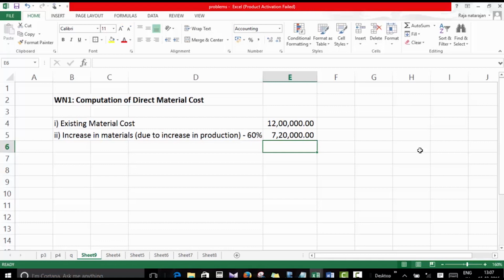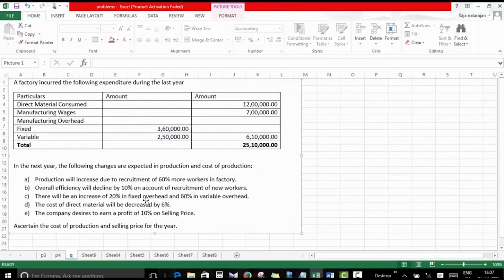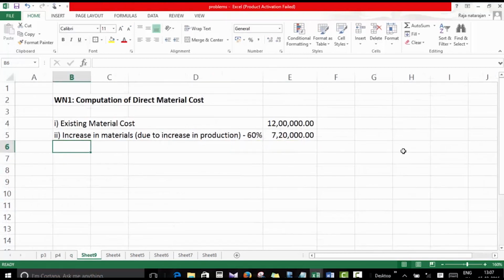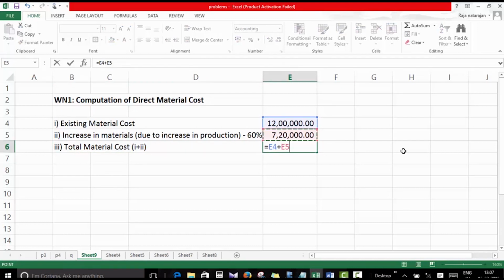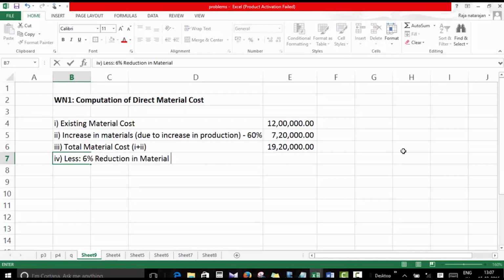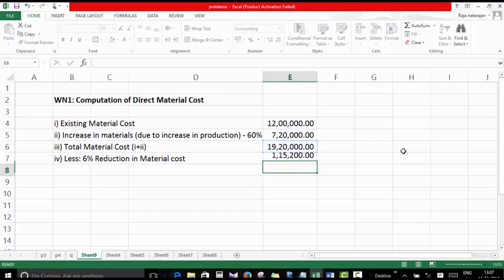Okay. Then there is a mention that the material cost will be decreased by 6%. So we'll find out what is the total material cost now in this scenario. Total material cost, that is your 1 plus 2, how much? It's going to be 19 lakh 20,000, but you will not pay this 19 lakh 20,000 because there is a reduction in material cost, less 6% reduction in material cost. So 19 lakh 20,000 into 6%, it works out to 1 lakh 15,200.